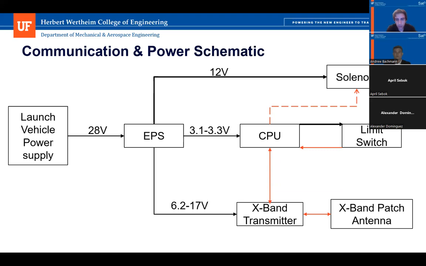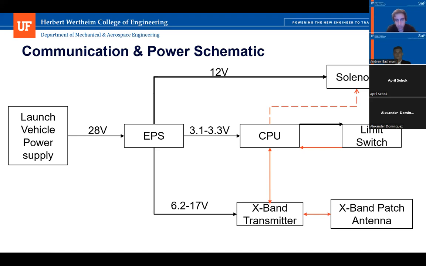The X-band transmitter is also connected to the X-band patch antenna, which receives signal and can send data through NASA's deep space X-band network. It's also seen that the red arrows between the CPU and the X-band transmitter indicate that there's direct wiring between them as well, because the CPU needs to send commands to the X-band transmitter and also needs to receive data from the X-band transmitter.